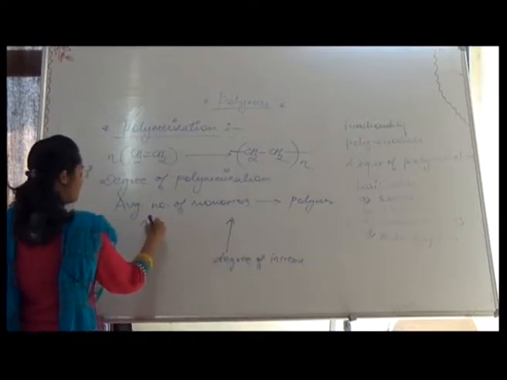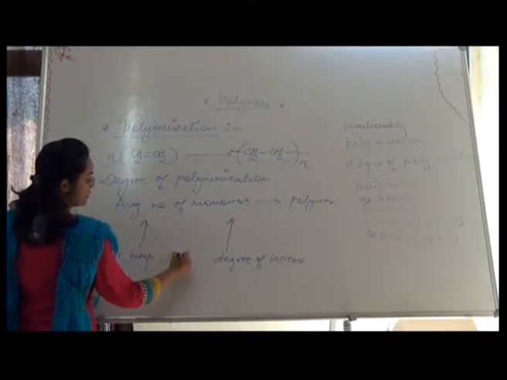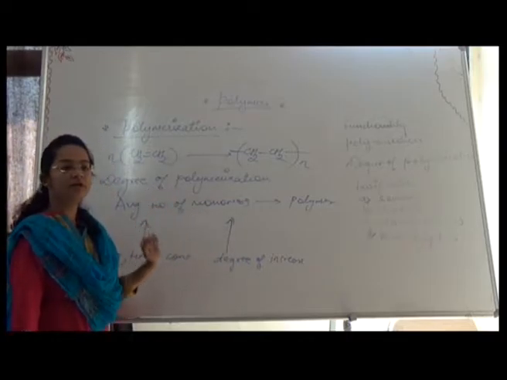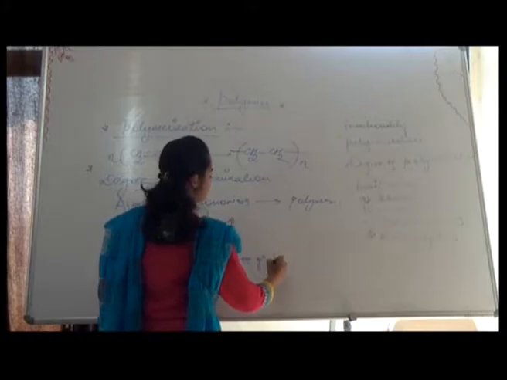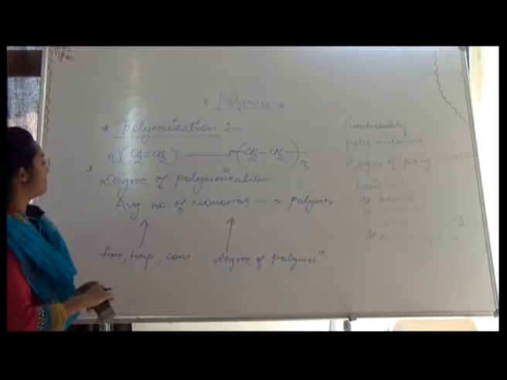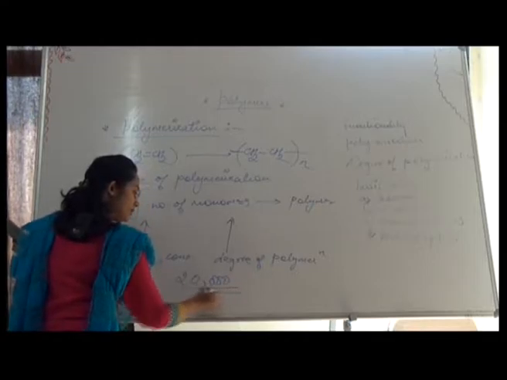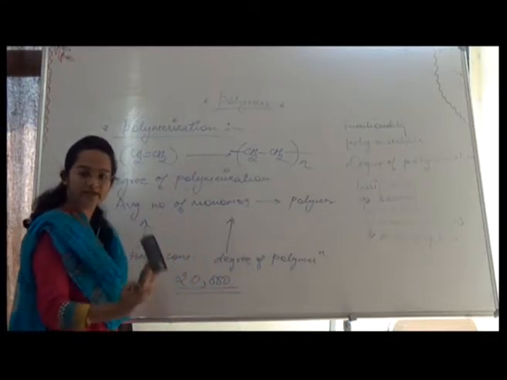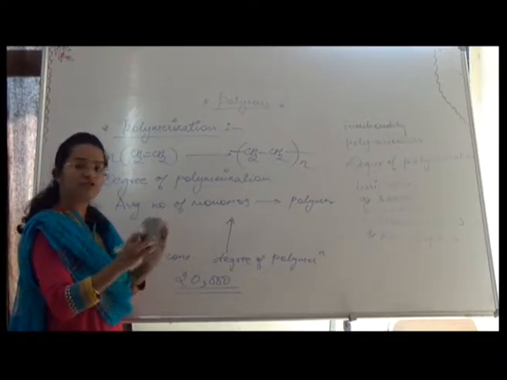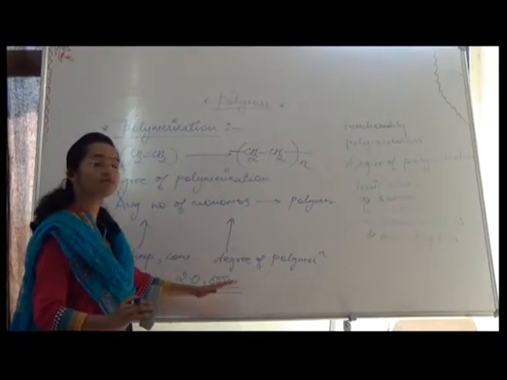With the increase in the degree of polymerization, there is also an increase with the increase of temperature and time. So, we say that degree of polymerization increases with the increase of time, temperature as well as concentration. So, this is the relation between time, temperature and concentration with the degree of polymerization. Clear? So, the average number of monomers should be at least 20,000 to have the properties of a polymer. If we want the properties of a polymer to exist, the average degree of polymerization is 20,000.